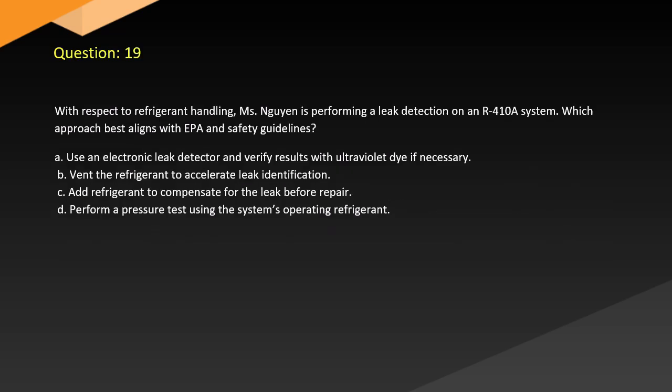Question 19. With respect to refrigerant handling, a technician is new and is performing a leak detection on an R-410A system. Which approach best aligns with EPA and safety guidelines? A. Use an electronic leak detector and verify results with ultraviolet dye if necessary. B. Vent the refrigerant to accelerate leak identification. C. Add refrigerant to compensate for the leak before repair. D. Perform a pressure test using the system's operating refrigerant.